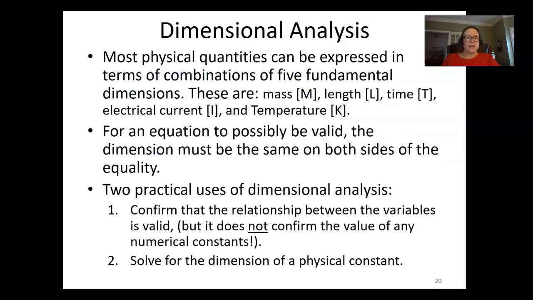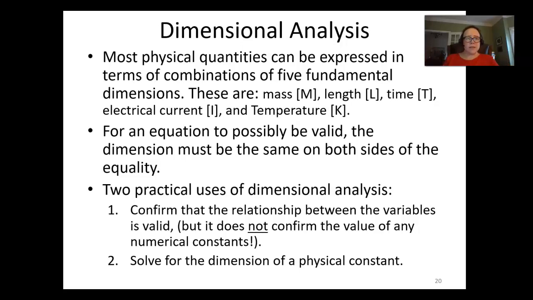So most physical quantities can be expressed in terms of combinations of 5 fundamental dimensions. Those fundamental dimensions are mass, length, time, electrical current, and temperature. For an equation to possibly be valid, the dimension has to be the same on both sides of the equality.